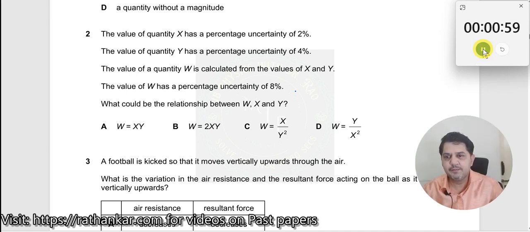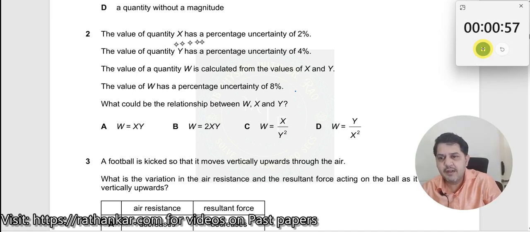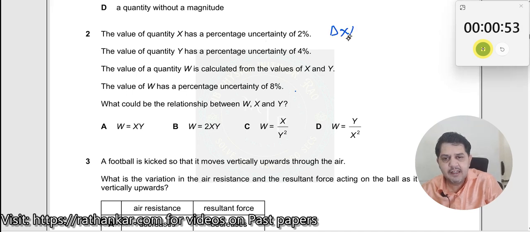Question number 2. The value of quantity x has a percentage uncertainty of 2%. What is given? Delta x by x is given. The value of quantity y has a percentage uncertainty of 4%. So delta y by y is also given. Okay, then the value of w is calculated using the values of x and y.